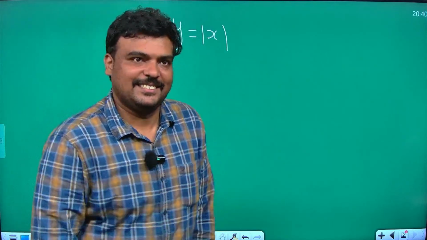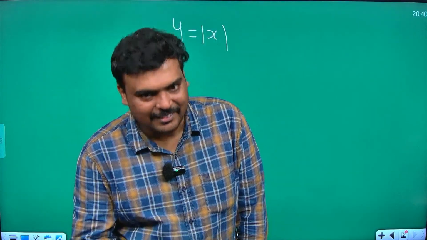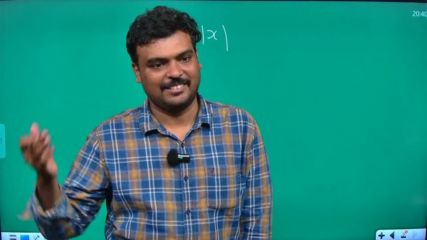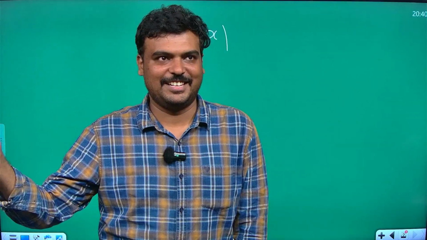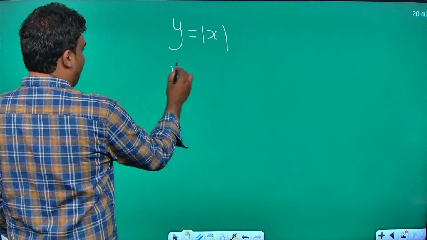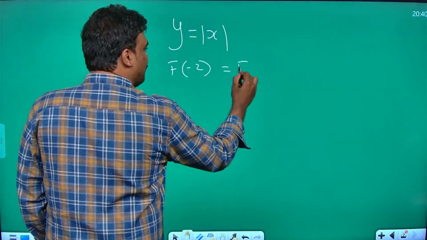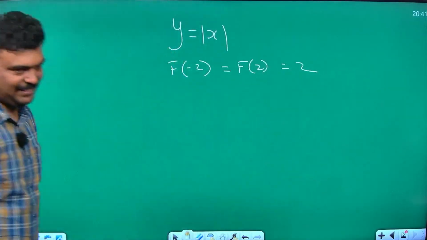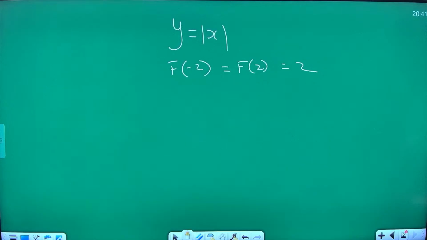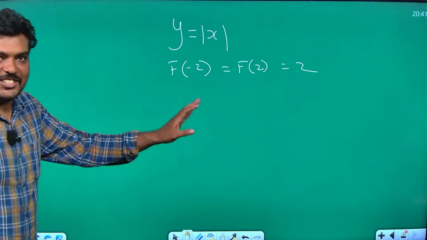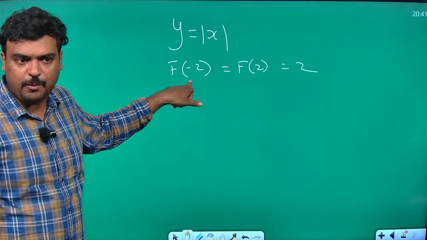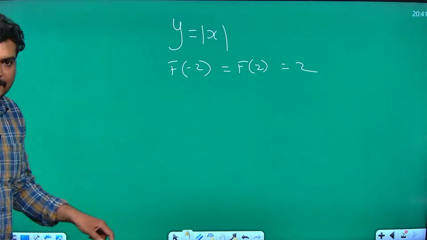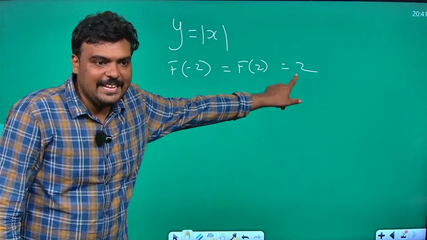Very good. Why? Sir, because f of minus 2 and f of 2 is equal to 4. ஓ இல்ல 2 தான். See, f of minus 2, f of 2 is going to be 2. Yes. அவன் மனசுல quadratic equation ஓடிட்டு இருக்கு, x square ஓடிட்டு இருக்கு. Okay, but that is also not a one-to-one function. No, it's not a one-to-one function. Why? Because for two different inputs, I'm getting the same output.